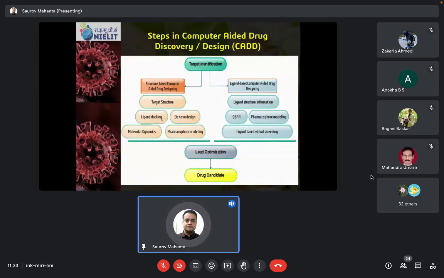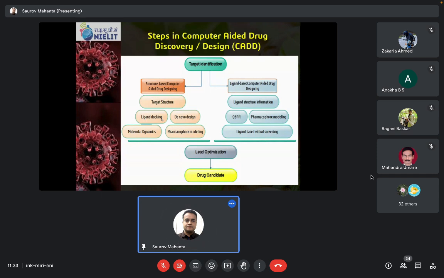Suppose we have selected 10 or 5 compounds from the thousands of keys. Not all may have the right nature or right properties to become a successful drug. We have to do the ADME-TOX calculations again: absorption, distribution, metabolism, excretion, and toxicity, ADMET. Then we can do the lead optimization.